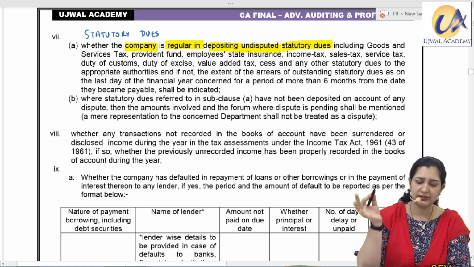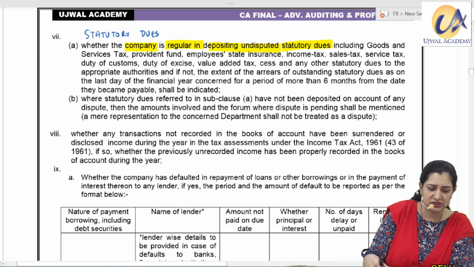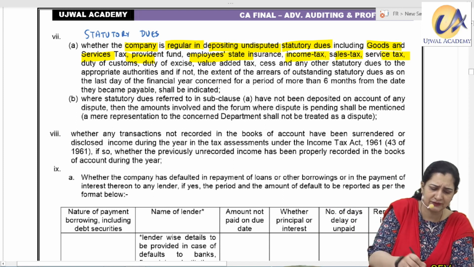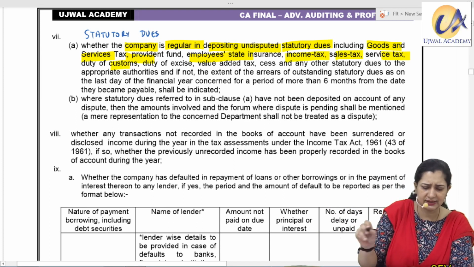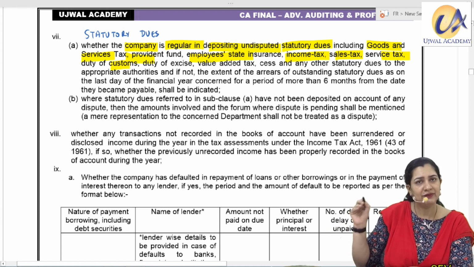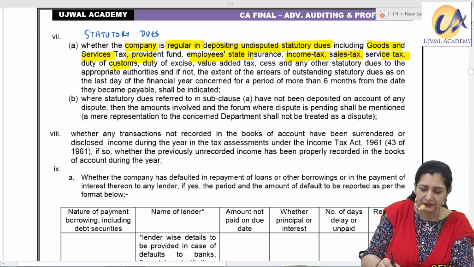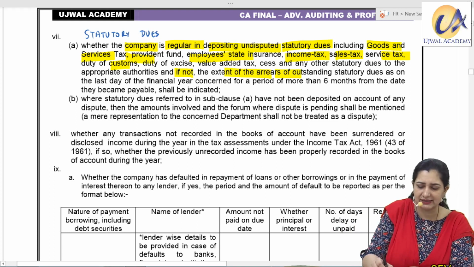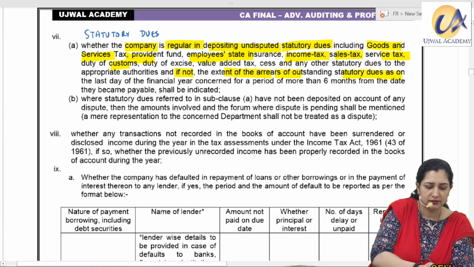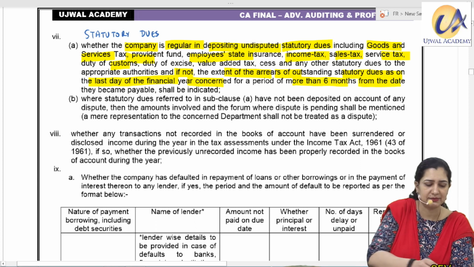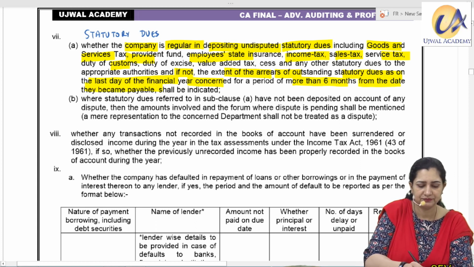So are they depositing the undisputed dues including GST, PF, ESI, income tax, sales tax, service tax, custom duty, etc.? Any amount which is payable under a statute, under a law. Are they paying that? If not, we want the amount of outstandings which are payable on the last day of the financial year and they have been outstanding for more than 6 months from the date they become payable.